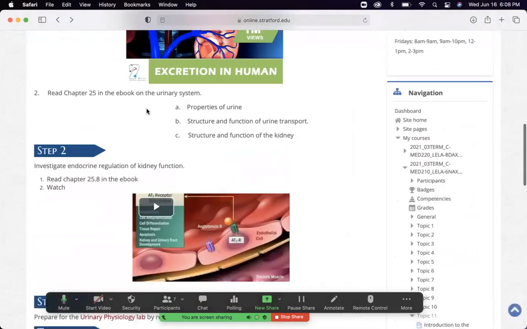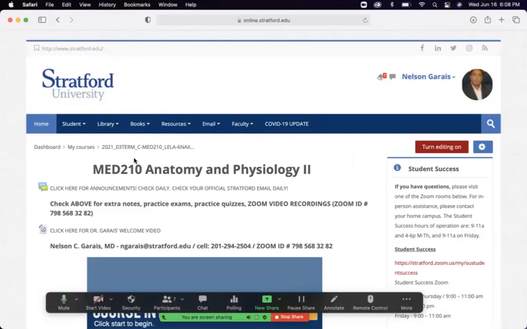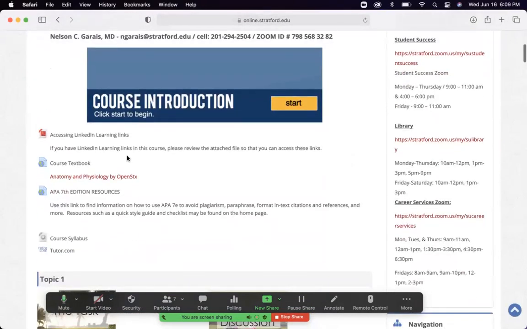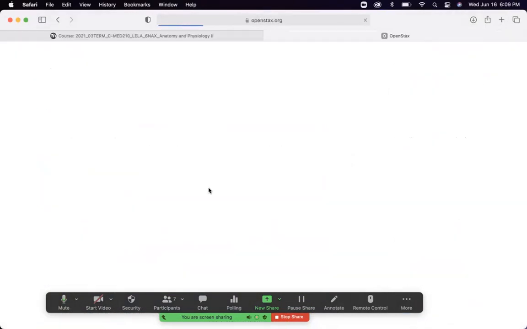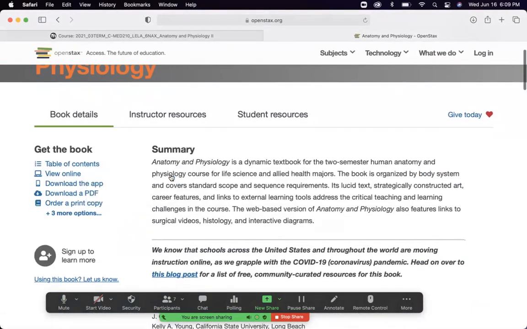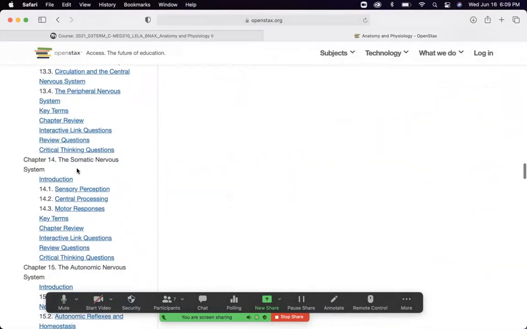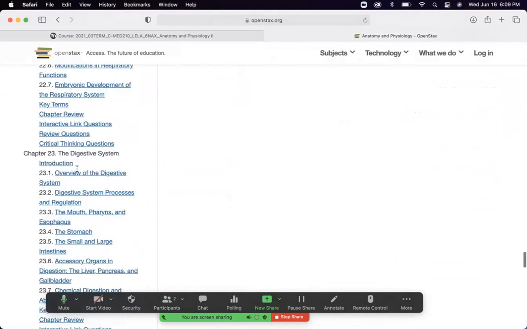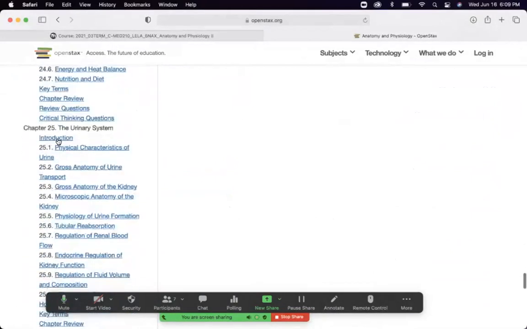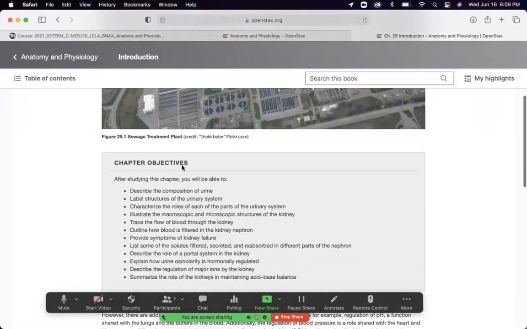So let's go over chapter 25. Let's go to chapter 25 in your textbook. So we look here at our OpenStax. X out of that, go to the table of contents, and then I scroll down on the side, and it should be chapter 24 and 25. Click on that.